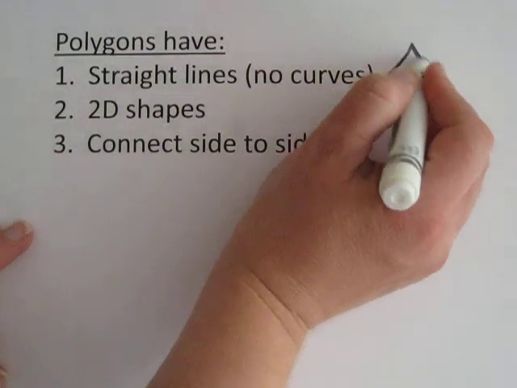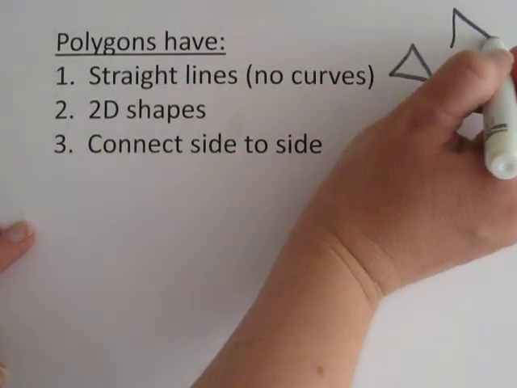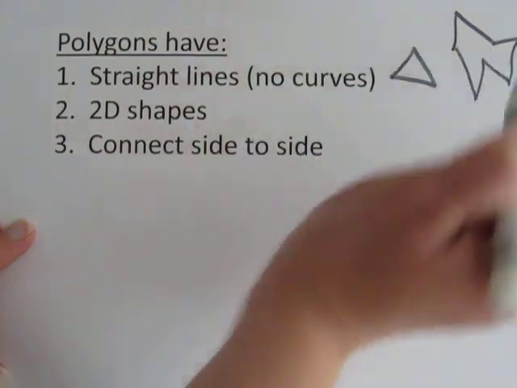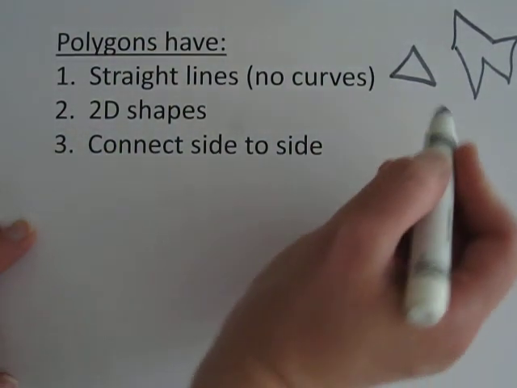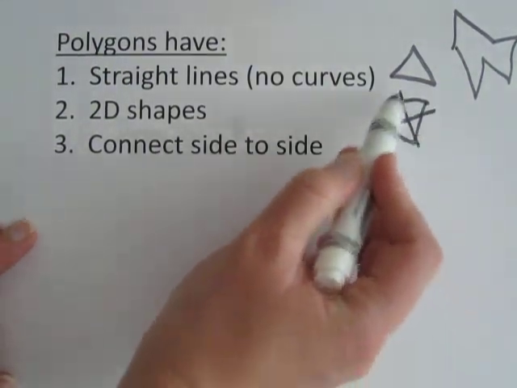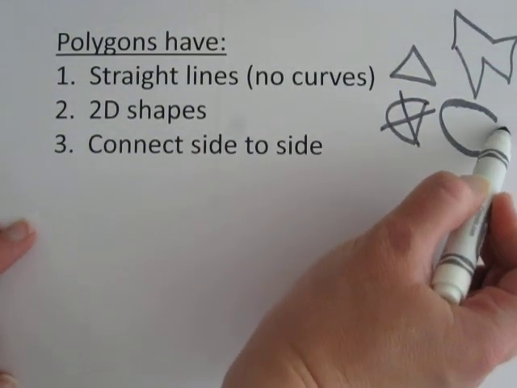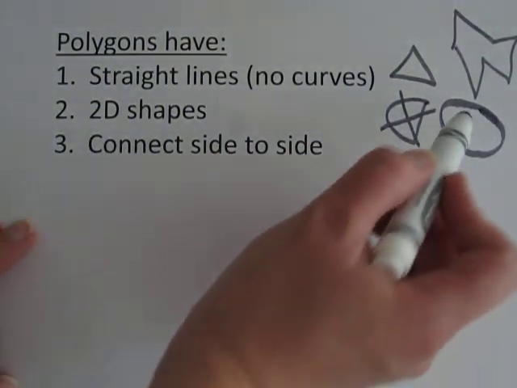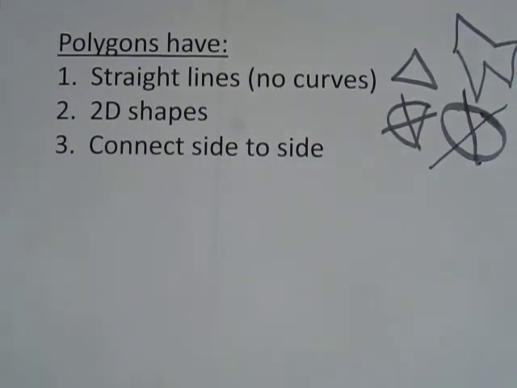So this triangle is a polygon. This shape is a polygon, okay? Because they have straight sides. This, however, is not, because it has a curved side. Just like the traditional shape we think of as an oval or a circle is not, because again it has curves. Okay?